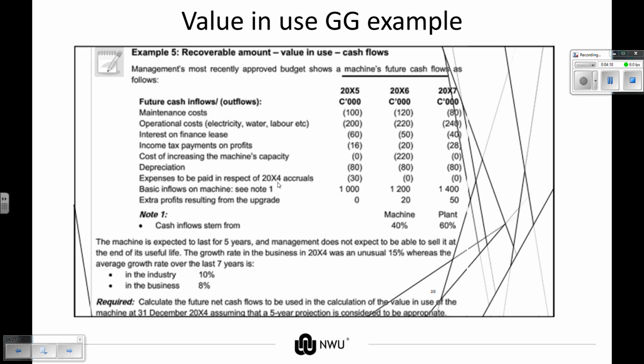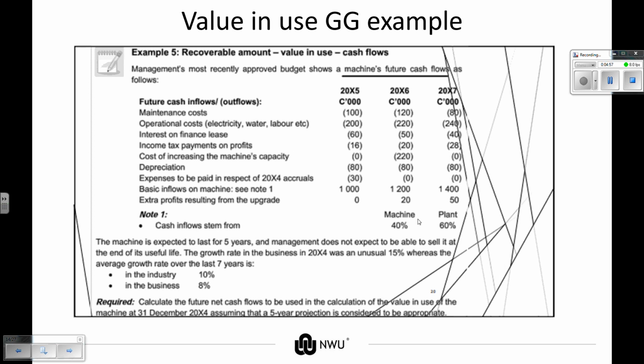Expenses to be paid in respect of the accruals are not a future expense, as they were already recognized in 2004. I'm not going to include this. Basic inflows on the machine, due to Note 1, so only 40% will relate to the machine. So 40% of these 3 amounts I will include in my cash flows. Then extra profits resulting from the upgrade, I'm not going to take that into consideration. Then I'm going to get the net cash in or outflow from these 3 amounts. Remember this one multiplied by 40%.